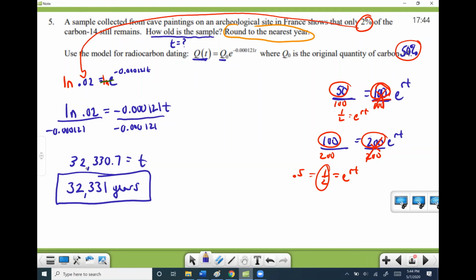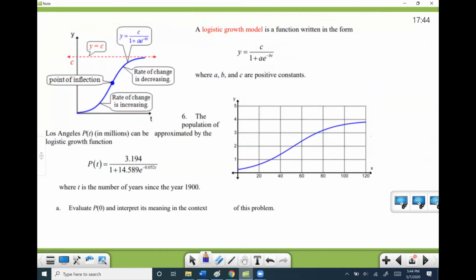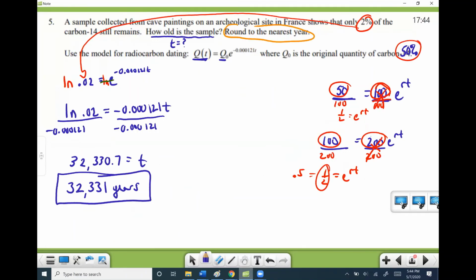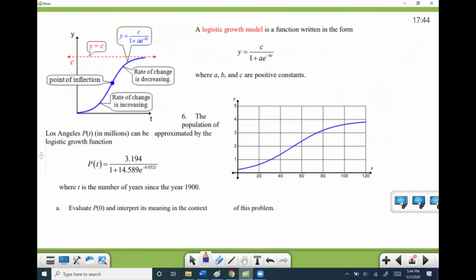Last one, some logistic growth for us. They actually use this type of idea for detecting forgeries of paintings. They'll be able to tell in the paint how much of some element should be in there. And if it doesn't add up, then they know somebody forged this and painted it recently. That's kind of cool.